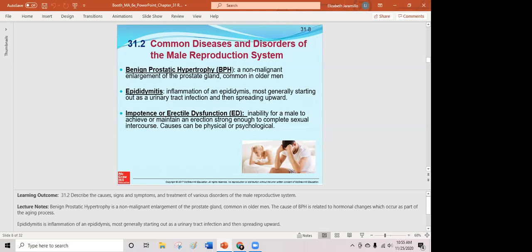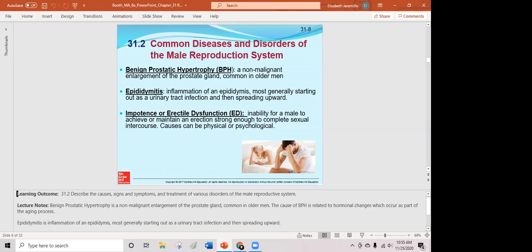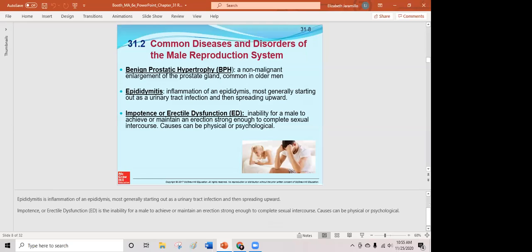Epididymitis is inflammation of the epididymis, generally starting out as a urinary tract infection and then spreading upward. Impotence, or erectile dysfunction, ED, is the inability for a male to achieve or maintain an erection strong enough to complete sexual intercourse. Causes can be either physical or psychological sometimes.